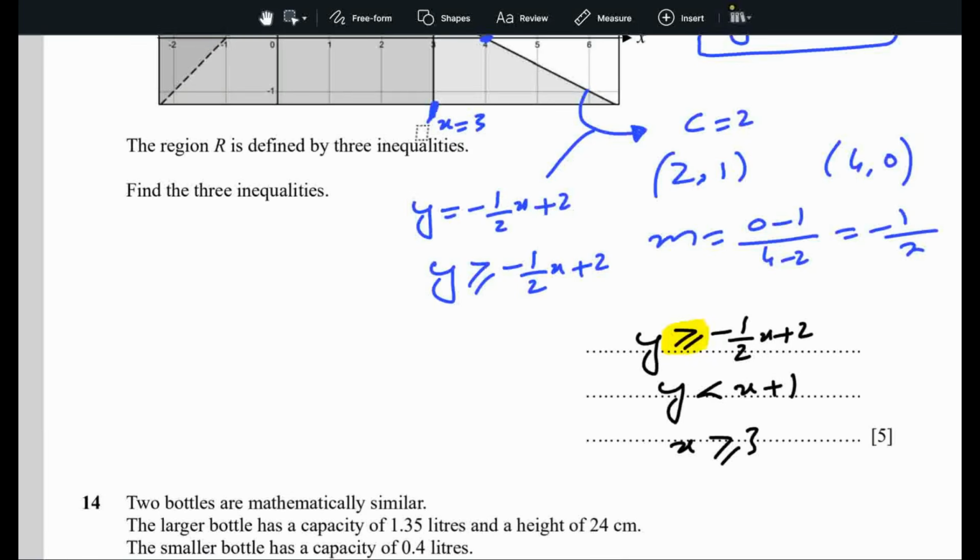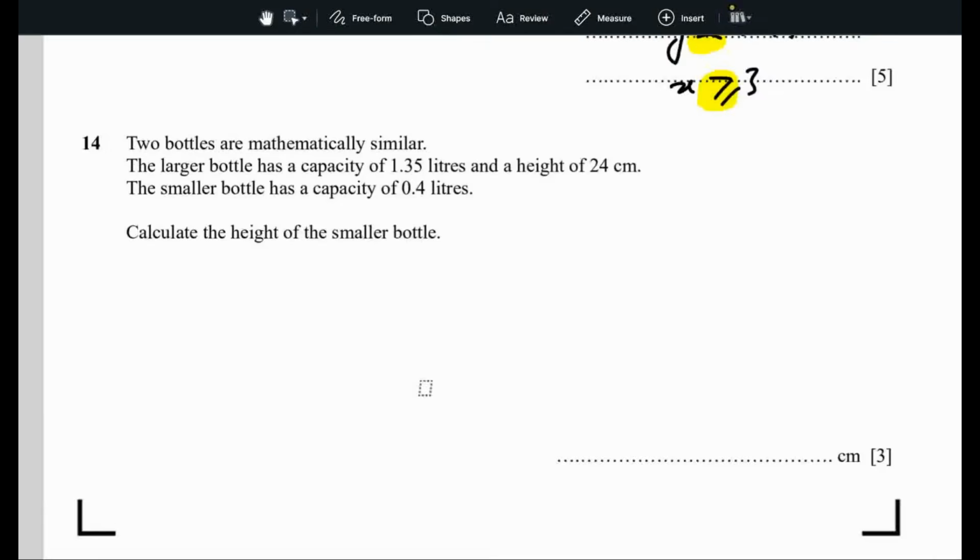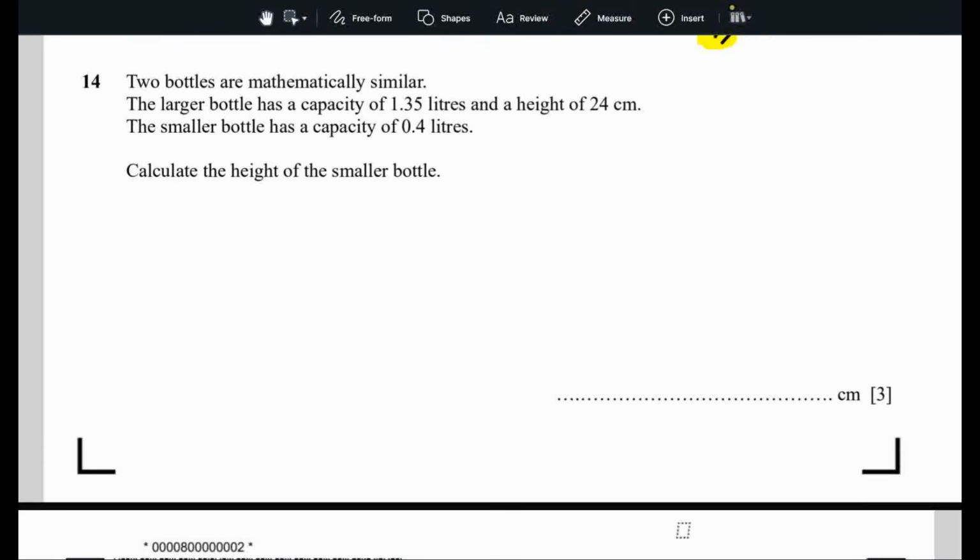When you have the dotted line, you have to use only less than or greater than, and when you have a solid line, you have to use less than and equals to and greater than and equals to. Let's move to question number 14. Now in 14, two bottles are mathematically similar.